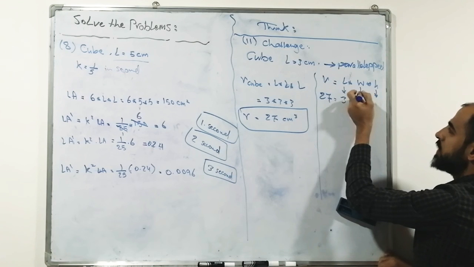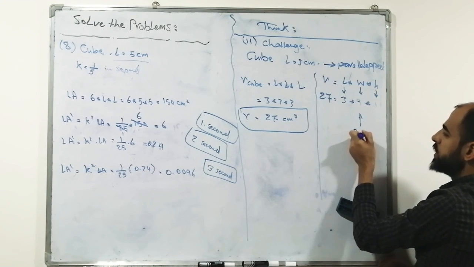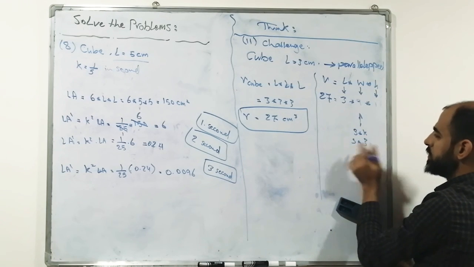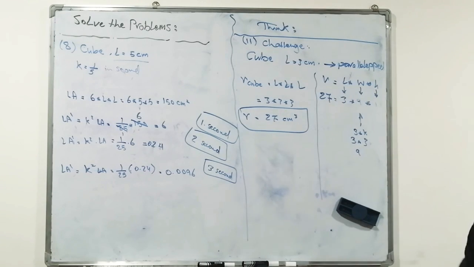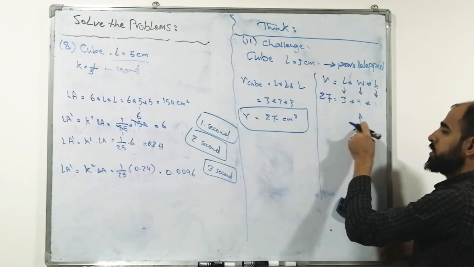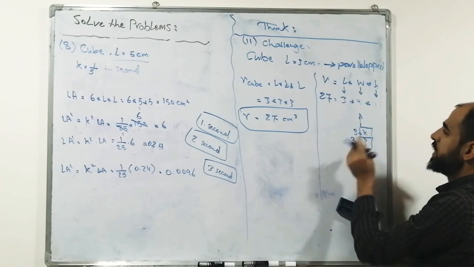Here we have the dilation coefficient of this one: 3 by k equals 9. So the dilation coefficient of the second dimension is 3. Why? Because to make 3 become 9, it will be multiplied by 3.